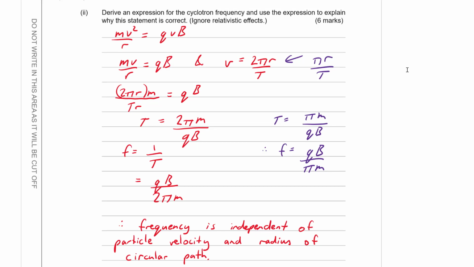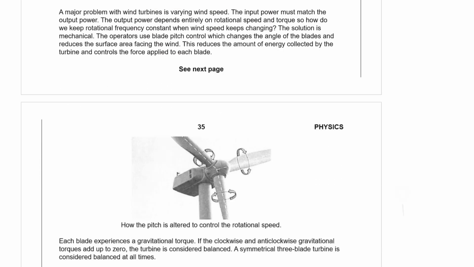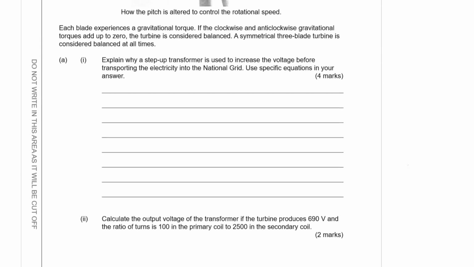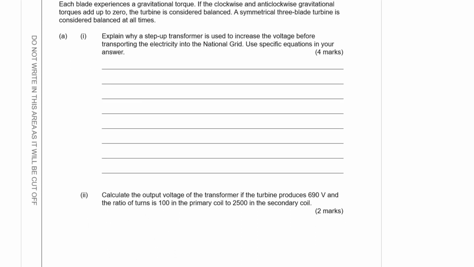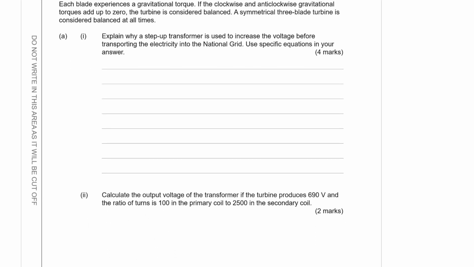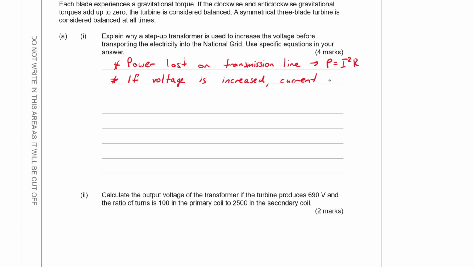Okay. And the last question is about wind turbines. The first part of that question is asking why you need a step-up transformer to increase the voltage before transporting the electricity. So I would sit on the following points. I would first say that the power lost on a transmission line can be given by P equals I squared R. You also want to point out that if you increase the voltage, you can conversely reduce the current if you still want to provide the same amount of power.